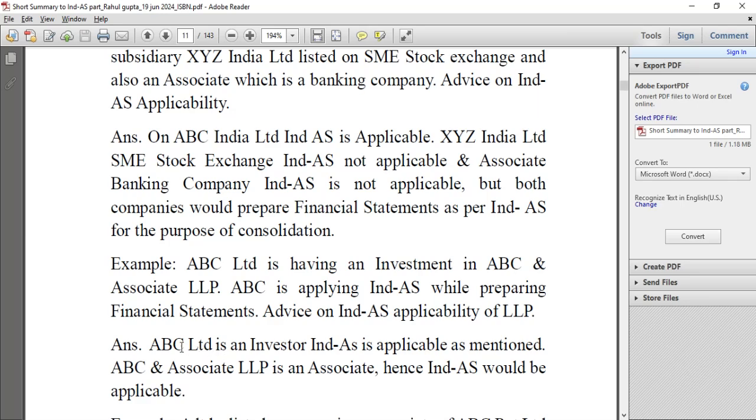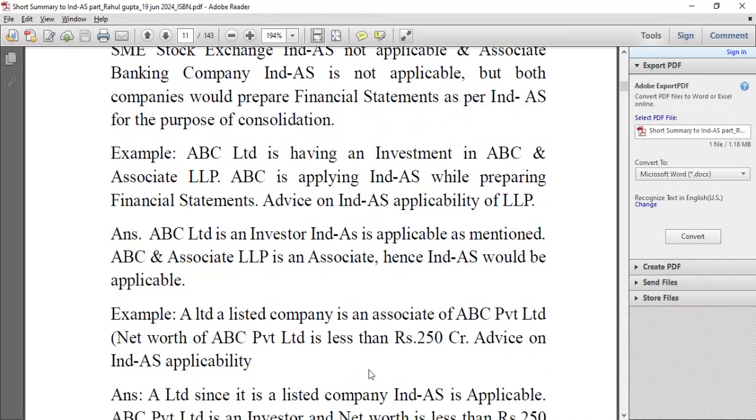Example 4. ABC Limited has an investment in ABC and Associate LLP. ABC is applying Ind-AS while preparing financial statements. Advice on Ind-AS applicability on the LLP: ABC Limited is an investor, and Ind-AS is applicable as mentioned. ABC and Associate LLP is an associate, hence Ind-AS would be applicable.